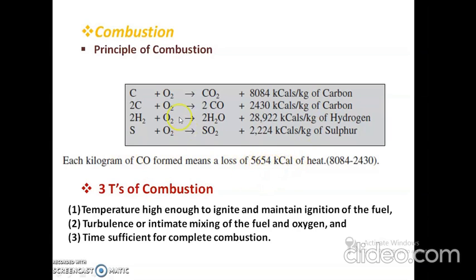So while observing the boiler and the combustion particularly, you must monitor the exhaust gas composition, and the more CO in the exhaust gas, the more heat loss, apart from the pollution. Then the three T's of combustion: always remember that these three T's are important as far as combustion is concerned. The first is temperature, the second is turbulence, and the third is time.